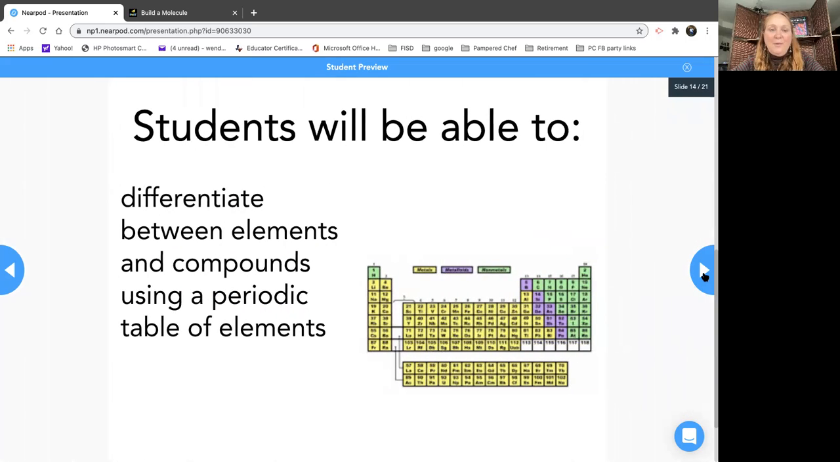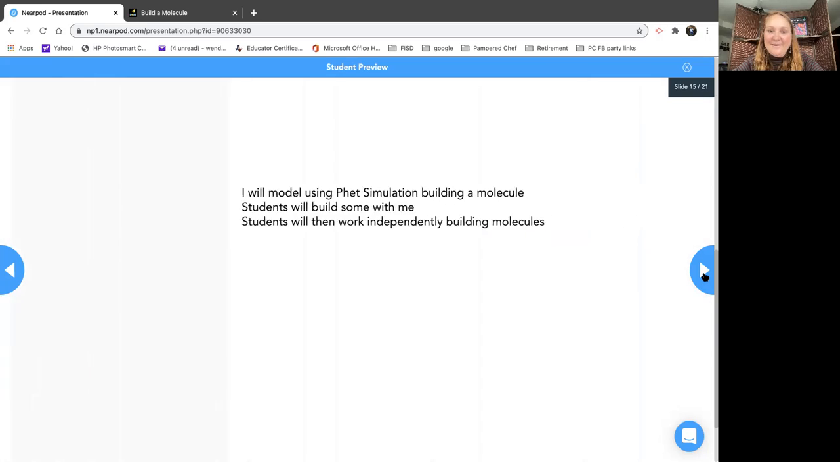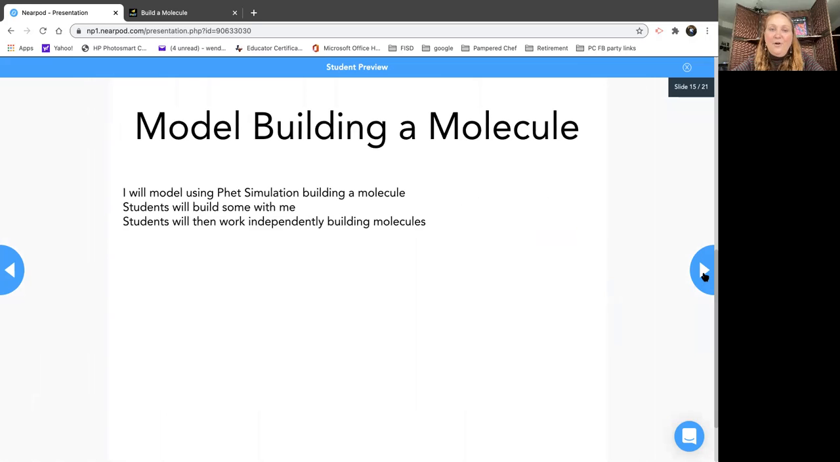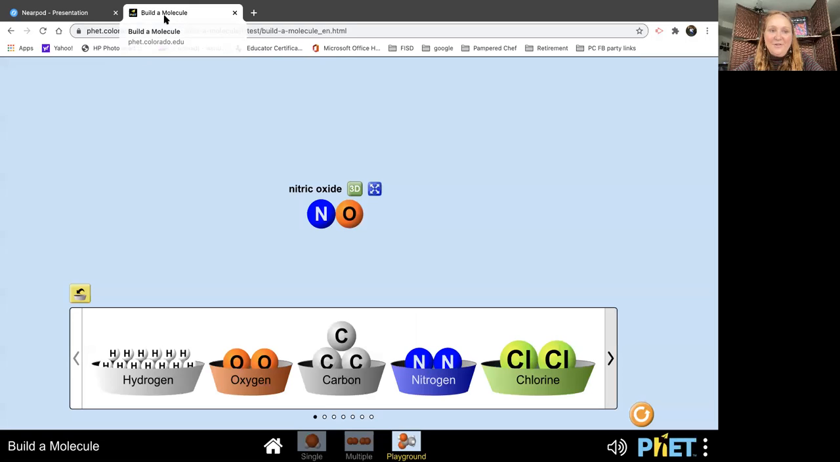And so now you should be able to differentiate between the elements and compounds using a periodic table of elements. We're going to model building a molecule using a PhET simulation. I will build a couple for you. We'll then build some together, and then we'll be working independently to build some molecules. After that, we'll come back together and we'll do a review and wrap up, and we'll then assess your knowledge.